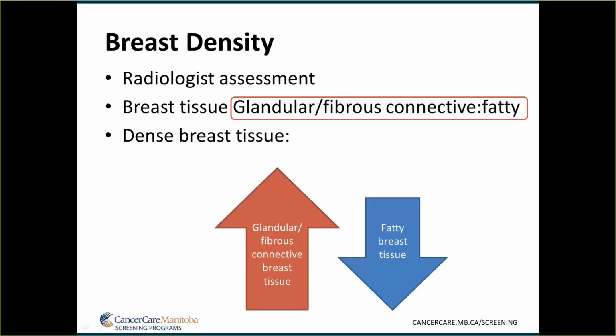In general, the higher the glandular connective tissue ratio to fat is, the whiter or denser the image is going to be. And conversely, the more fatty tissue compared to glandular and fibrous tissue, the more lucent or dark the image is going to be.